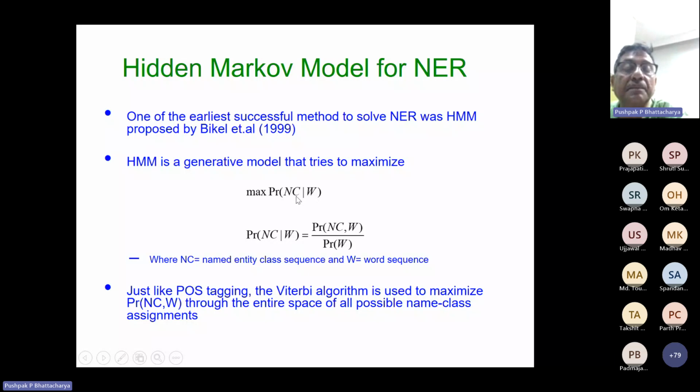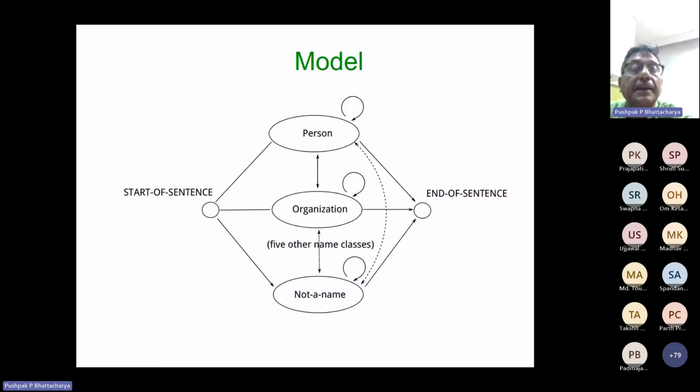So then we are very familiar with what needs to be done after this. We have to make use of Bayes' rule. And then there are details on the schematic for named entity detection. The start of sentence and end of sentence. In between, the named entity recognizer goes on identifying person, organization, and not a name. So these are the classes. Only two classes are shown here. And not a name is, of course, the most frequently occurring class.